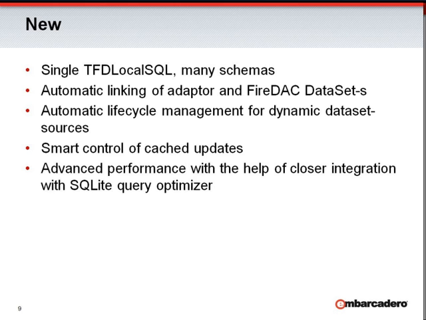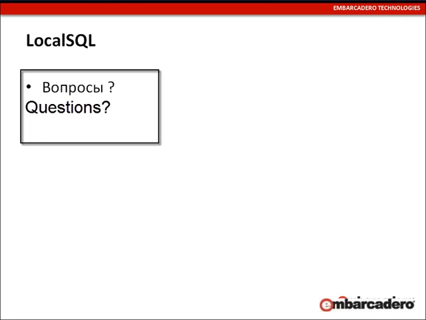The control of cached updates will be better. You will have the two-stage mode for cached updates, and finally the query execution will be faster, as LocalSQL will be closer to SQLite built-in query optimizer. So we can conclude that the further evolution of this technology will make you a bit faster in your applications. And you'll need less coding, many things will be done automatically.